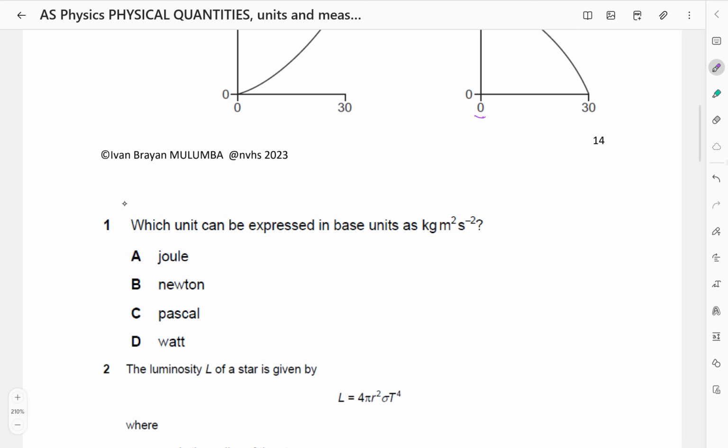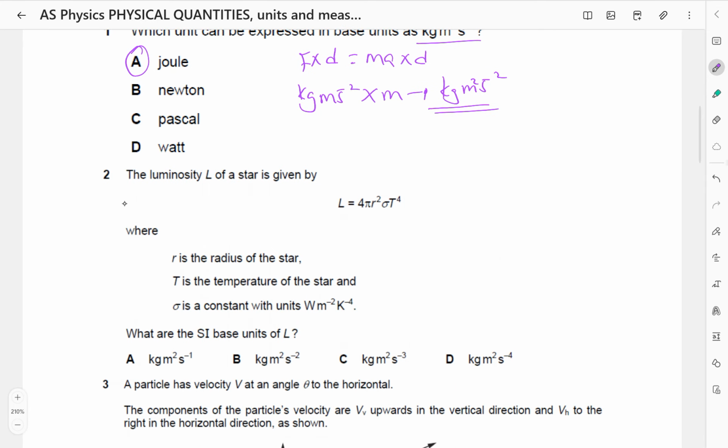Which unit can be expressed in base units as kilogram meters squared per second squared? I think this is automatically the joule. We can verify. The joule is a unit of work done, which is force times distance. And the force is mass times acceleration, then times distance. Mass is kilogram, acceleration is meters per second squared, then times distance, which is meters, and that gives us kilogram meters squared per second squared. You remember the joule is a unit of work done, so 1 joule is the same as kilogram meter squared per second squared.